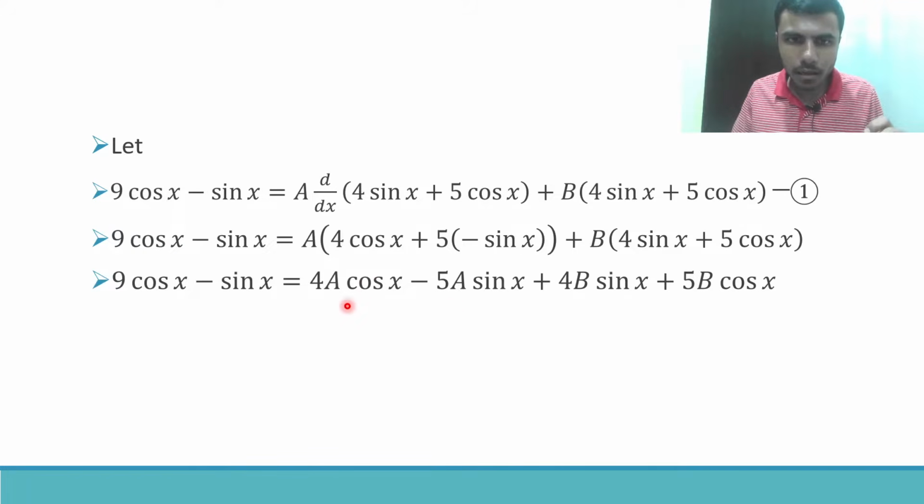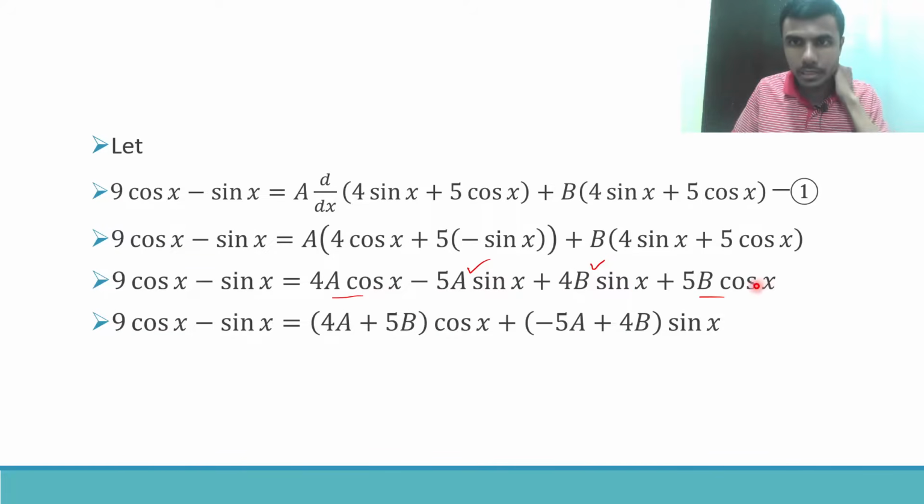Now in these two terms, I can take cos x common, and in these other two terms I can take sin x common. So let me do that. If I take cos x common in these two terms, I'll get (4a plus 5b) into cos x, and if I take sin x common in the other two terms, I'd get (minus 5a plus 4b) sin x. Fine. Now what I'm going to do is compare the coefficients of cos x and sin x. That's what my technique is.